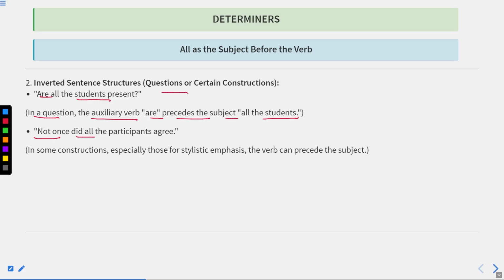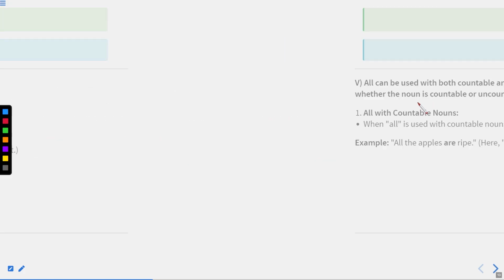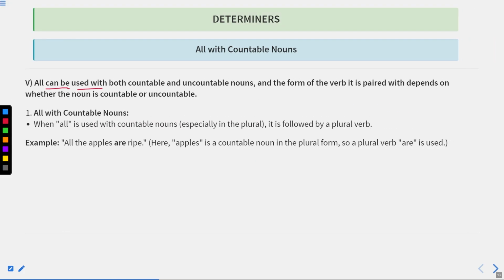Not once did all the participants agree. So in some constructions, especially those for stylistic emphasis, the verb can precede the subject. So here you can see that when we have the verb before the subject, obviously it is the case of interrogative structures. Now, all can be used with both countable and uncountable nouns, and the form of verb it is paired with depends on whether the noun is countable or uncountable.